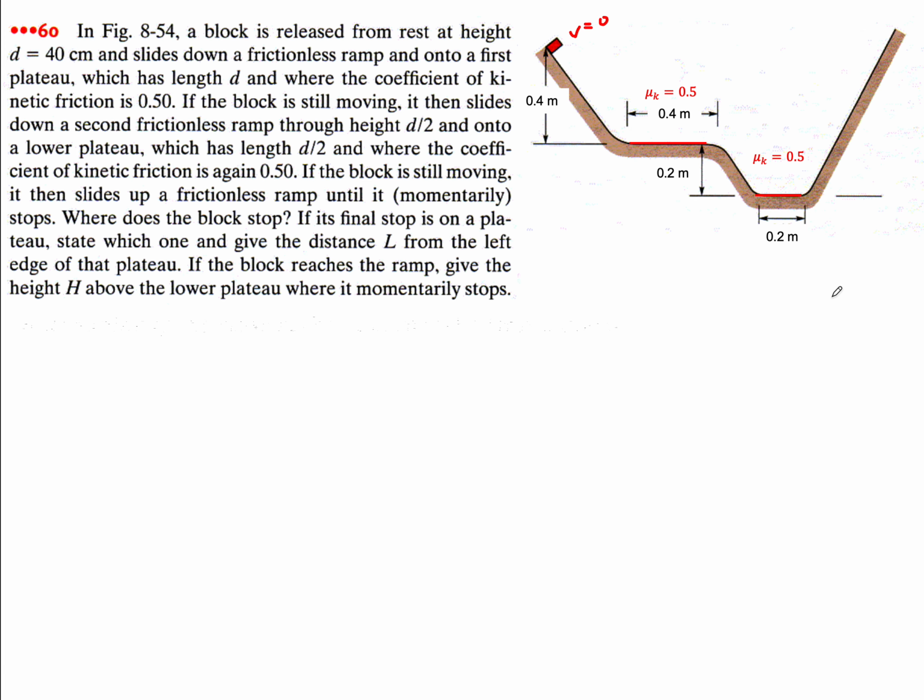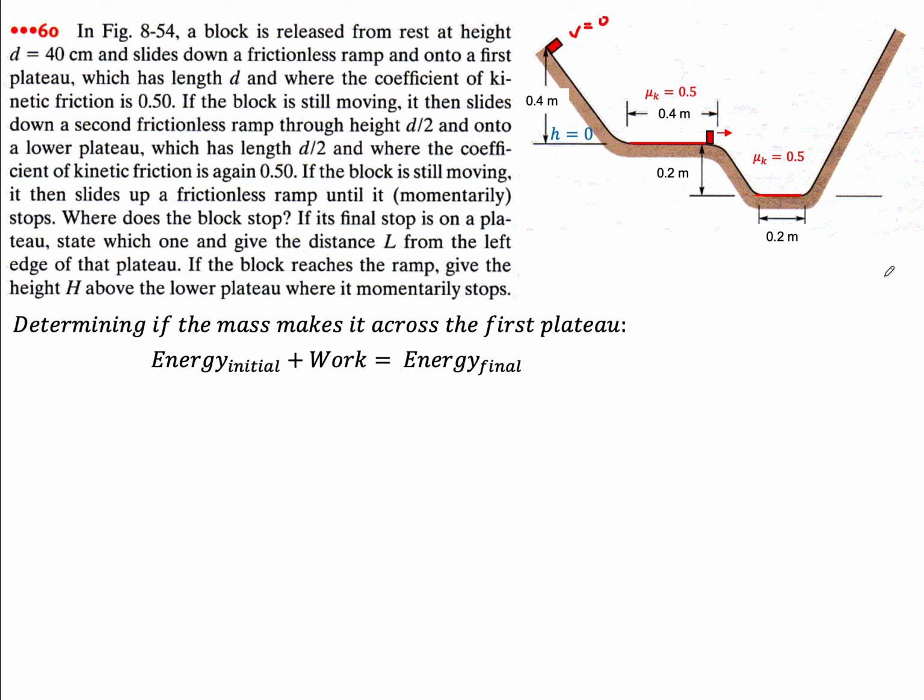First thing I'm going to do, let's see if it makes it across the first plateau. To do that, I'm going to set h equals 0 at the height of the first plateau, and I'm trying to figure out what the velocity would be over here. Just using energy, it starts out with gravitational potential energy. There's a force of kinetic friction, F sub k, sorry I typoed that one, times delta x times the cosine of the angle. The force of friction is acting against the motion this way, so the angle between the displacement and the force is 180 degrees, and the final is going to be kinetic energy.